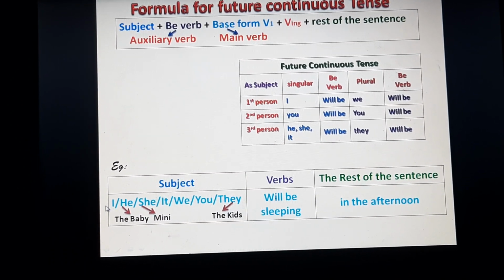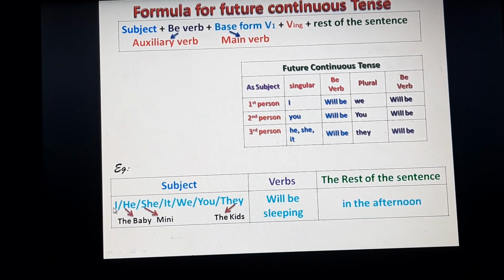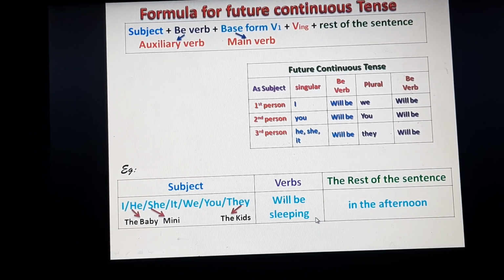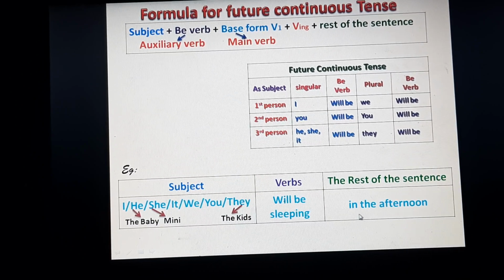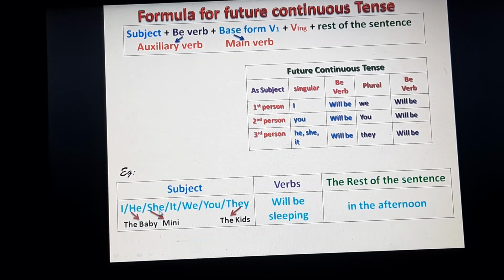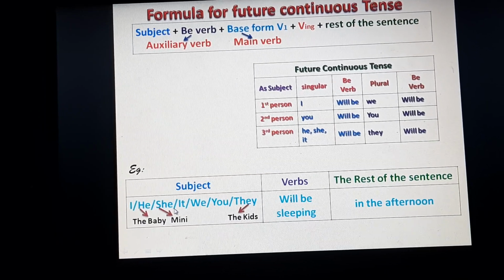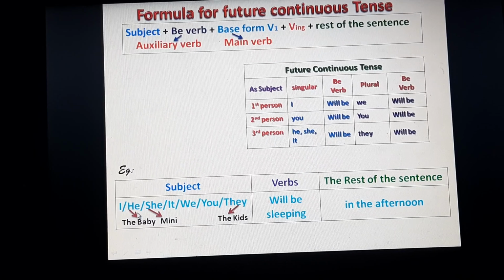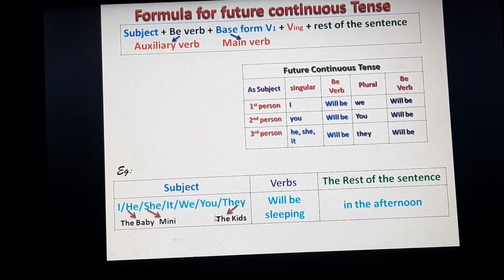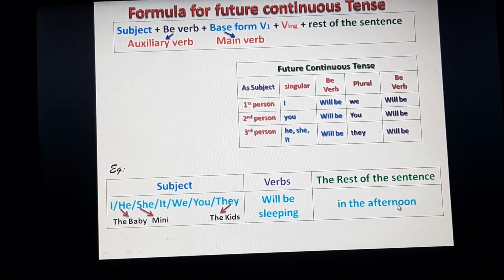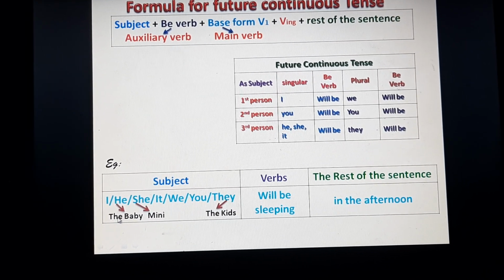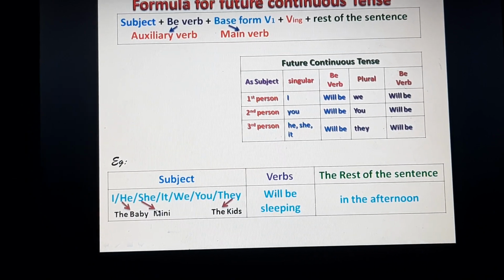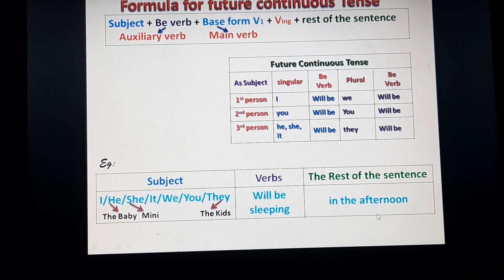Now let us look at the examples. I, first person singular, will be, sleep is main verb plus ing. I will be sleeping in the afternoon. He, she, it are third person singular, will be, sleep is main verb plus ing. So he will be sleeping in the afternoon. She will be sleeping in the afternoon. And we can substitute the baby for he. The baby will be sleeping in the afternoon. Minnie will be sleeping in the afternoon.